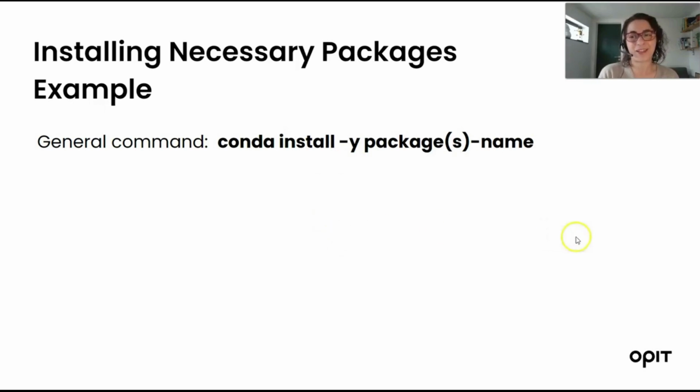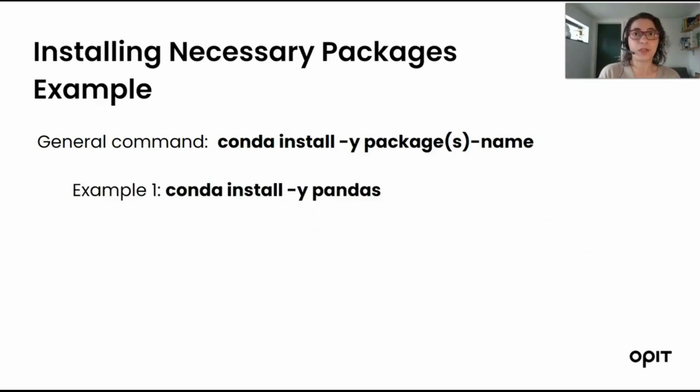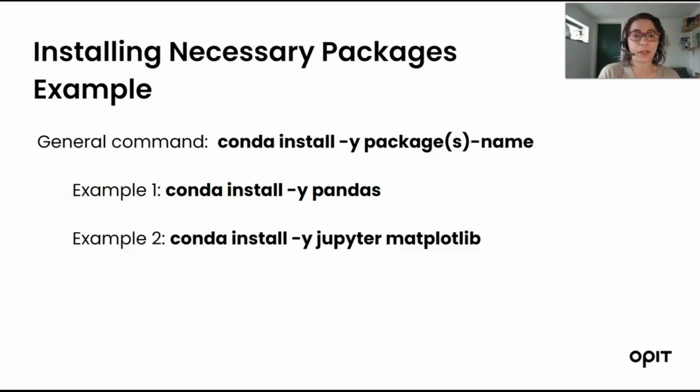Now let's install a package. Let us, for example, install the pandas library. We do so by running conda install -y pandas. Once this is done, you can install more packages. Let us do another example where we install two packages at the same time. For example, let us install Jupyter and Matplotlib. We do so by typing conda install -y jupyter matplotlib. Remember, there are white spaces in between.